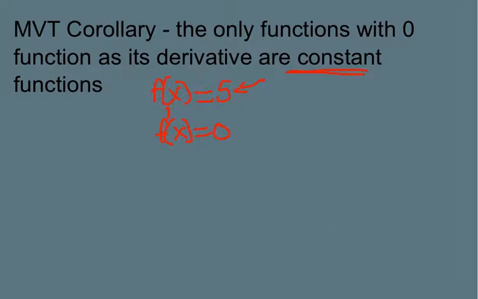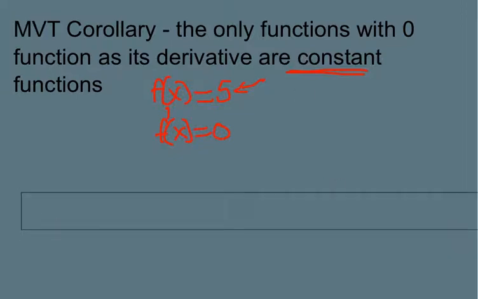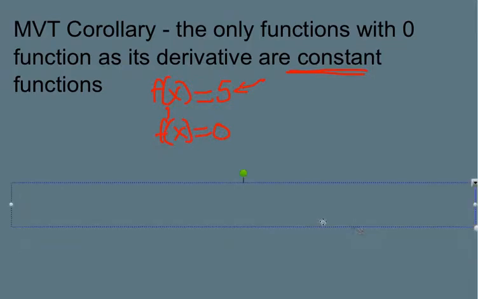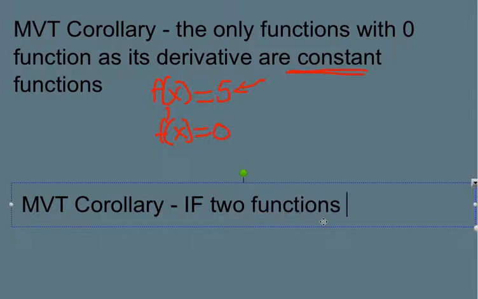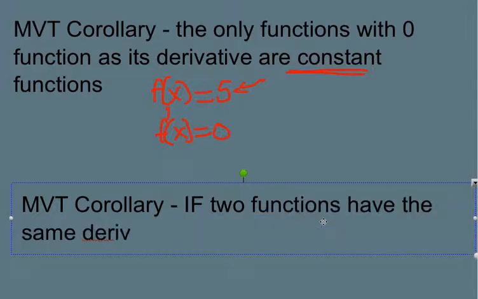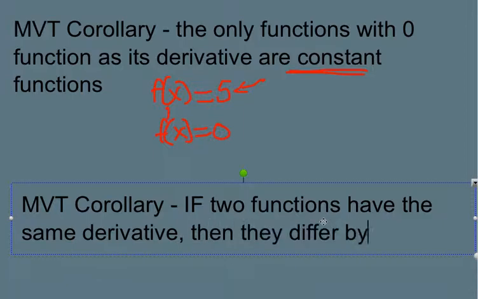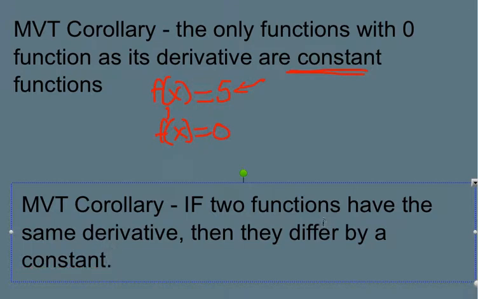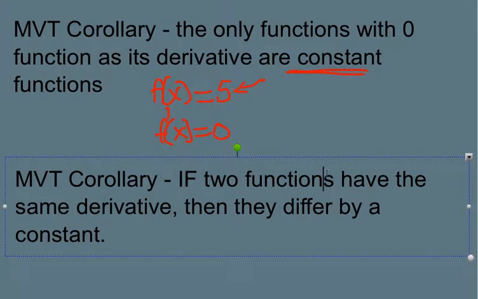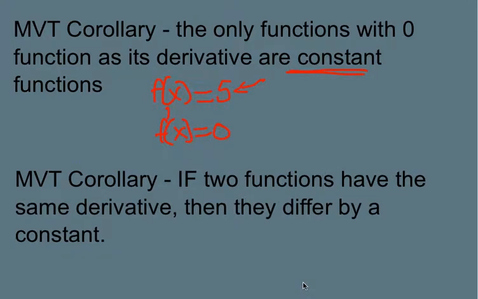The next theorem is, again, the mean value corollary. If two functions have the same derivative, then they differ by a constant. So if two functions have the same derivative, they're going to differ by a constant. Let's think about what that means. This is similar to what we just worked with.